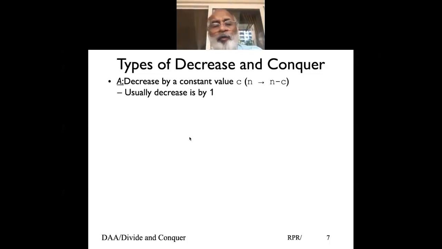First is we decrease by a constant size. It's typically by 1. For example, when we look at decrease and conquer, let's look at the sum of n numbers. We can find the sum of n minus 1 numbers. We're decreasing by size 1. Or let's look at the reverse. If I'm reversing a string, let's say my string was A, B, C, D, E, F, G, H, I.